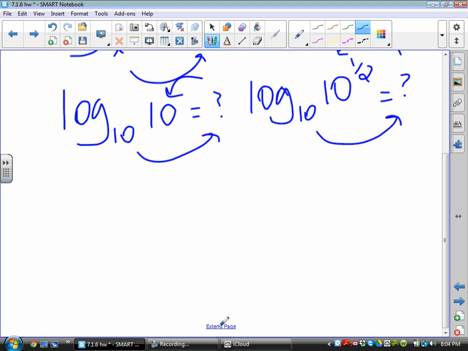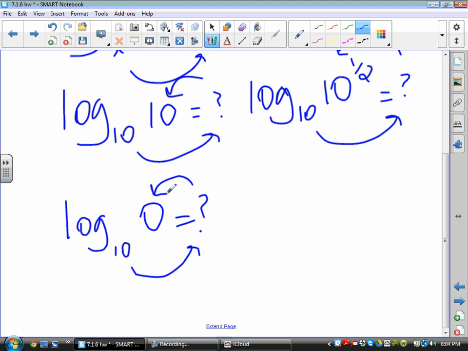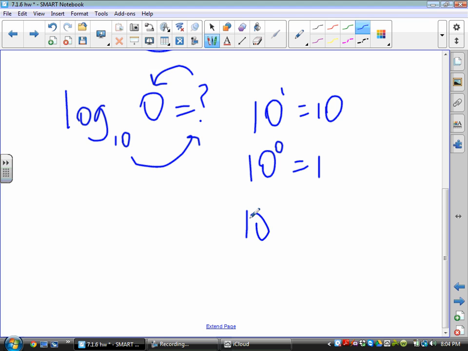Okay, C. Log base 10 of 0 equals what? 10 to the what power would get me 0? Well, let's think about that. 10 to the first was 10. So it's got to be smaller than that. 10 to the 0 is 1. Anything to the 0 is 1. How about 10 to the negative 1? That gives me 1/10. It just flips it upside down.